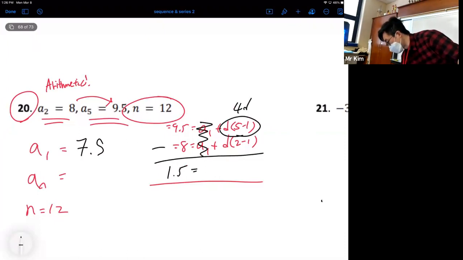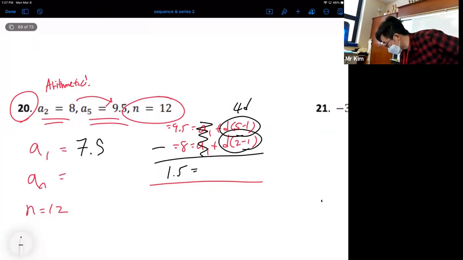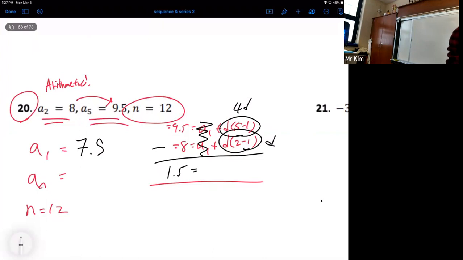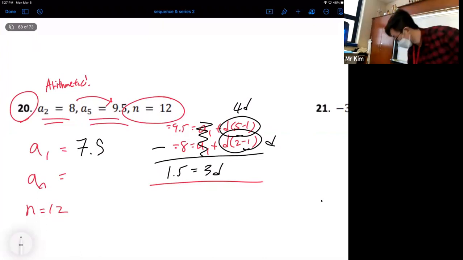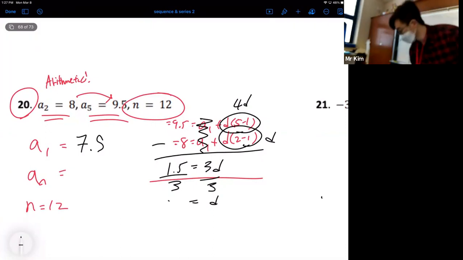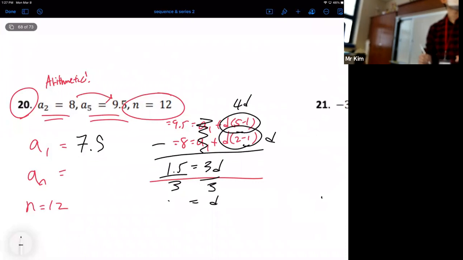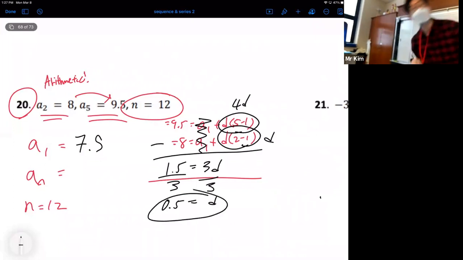This is 4 times d, because that's 5 minus 1 times d. This is just d here. So what's 4d minus d? How do I get d by itself? What do I get? 1.5 divided by 3. Take your time. Think about 1.5 divided by 3. Wait, 1/2. Very good. So 0.5 is your common difference.